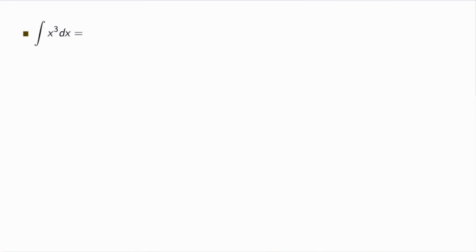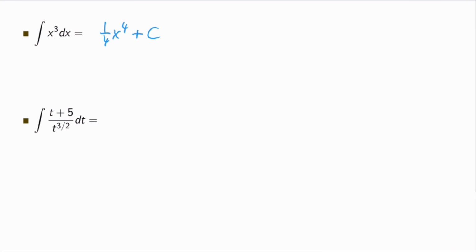So let's do some antiderivatives here. So the antiderivative of x to the 3 dx, or you could say the indefinite integral x to the 3 dx, is what? So we need to find the antiderivative of x to the 3, which is a quarter x to the 4, and then we always add a constant.